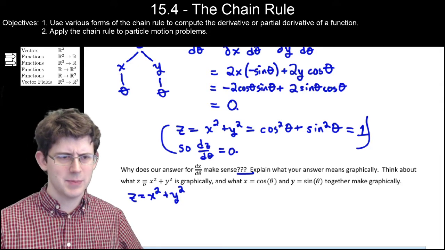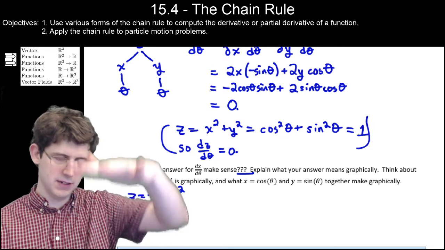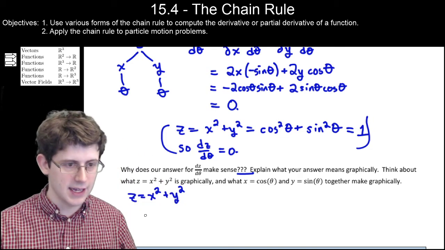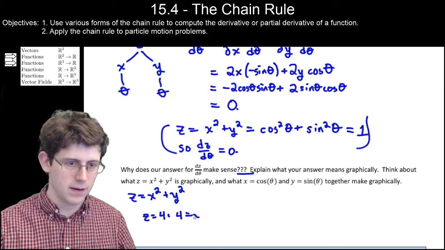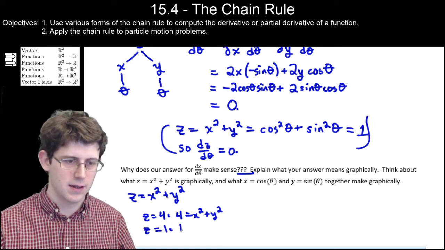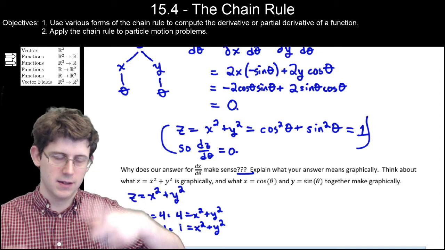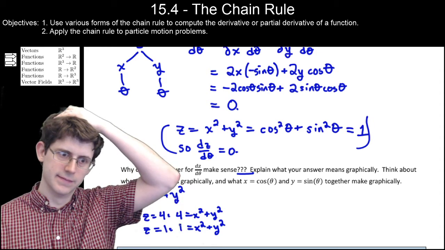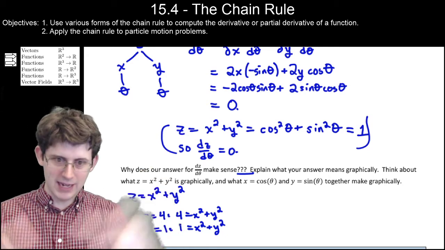Z equals x squared plus y squared is a surface. And at each level, if we drew the level curves, like say at z equals 4, or z equals 1, at each level I get circles. So z equals x squared plus y squared is a shape that's made of circles.